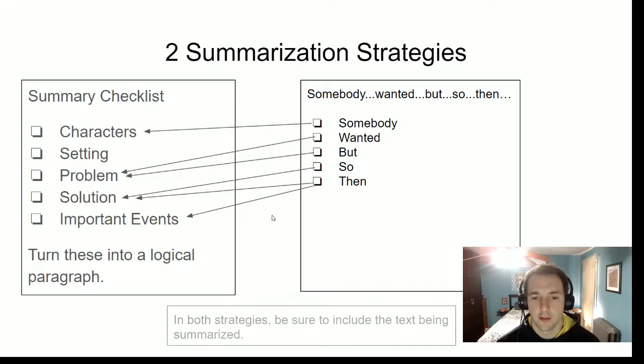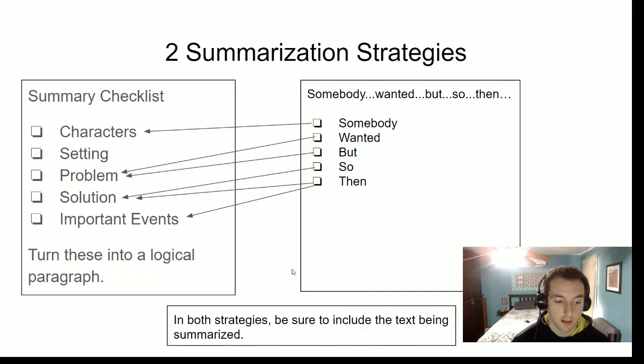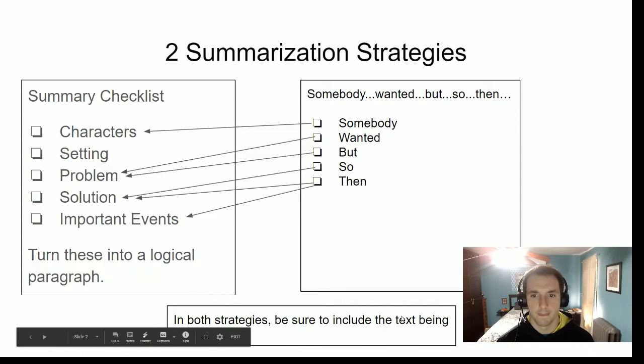Now, with both of these things, it's really important when we're writing our summary to be sure to include the text being summarized. If we're summarizing all of Toliver's Secret, we'll say Toliver's Secret is about Ellen, and then we go on from there. But if we're summarizing a particular chapter like we are today, we'll say in chapter 10 of Toliver's Secret, and then we'll go on to summarizing. Just something to keep in mind. That will make it an even better summary.